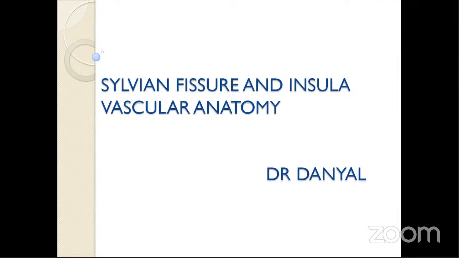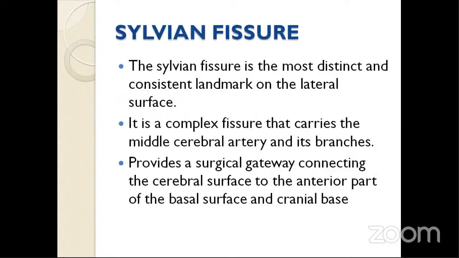Yes, sir. Assalamu alaikum, sir. So today's topic of presentation is Sylvian Fissure and insular vascular anatomy. Starting with a brief introduction, the Sylvian Fissure is the most distinct and consistent landmark on the lateral surface of the brain. It is a complex fissure that carries the middle cerebral artery with its branches. It provides a surgical gateway connecting the cerebral surface to the anterior part of the basal surface and cranial base.